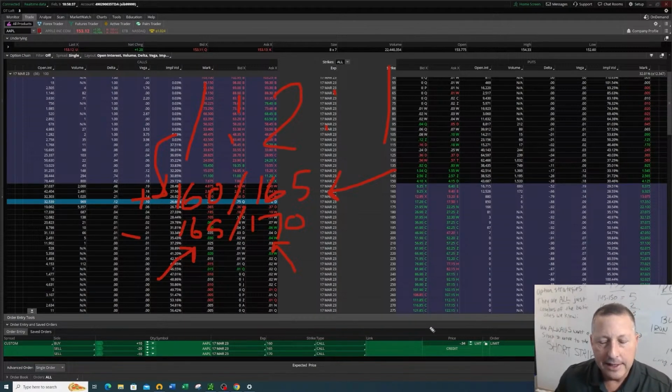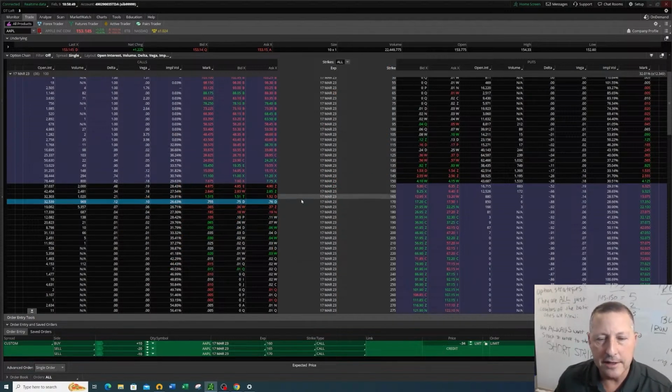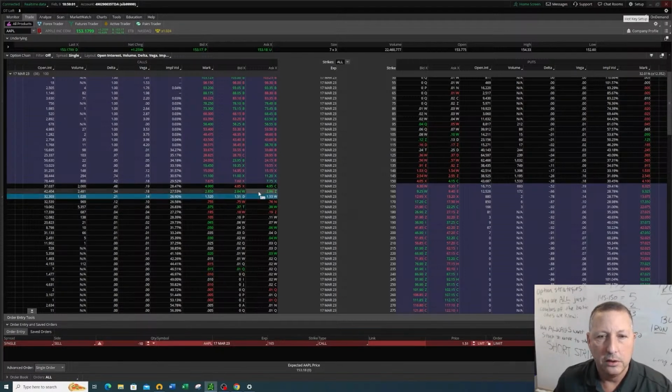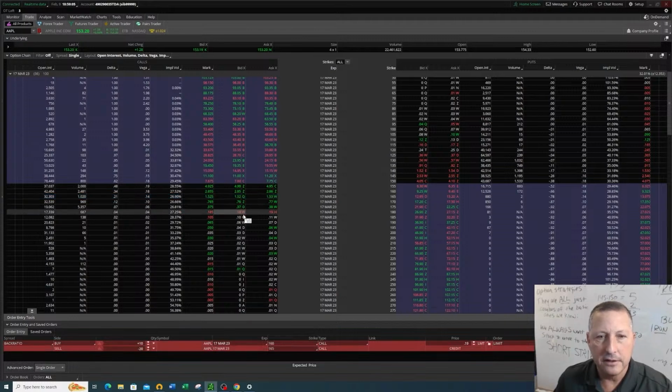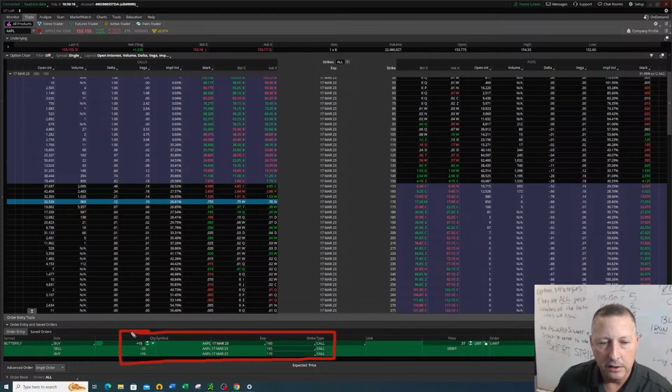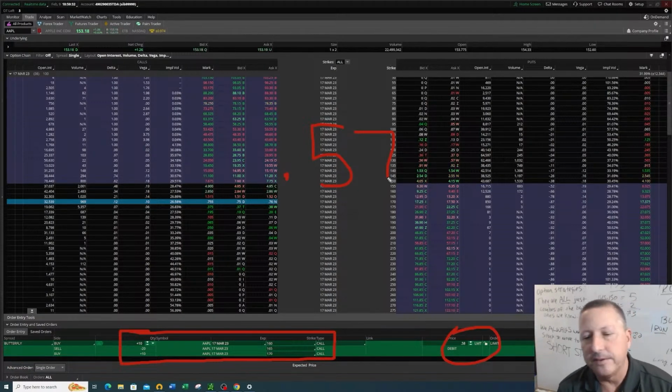This 1 by 2 by 1 spread can be done at a much less expensive price than just buying the regular 160/165 spread. So let's do this again. Let's buy one 160, sell two of the 165s, and buy one 170. I now have this butterfly position set up, as you can see down here. Instead of paying $1.30, like the original call spread, the price has reduced dramatically. Here, I would pay 57 cents or 58 cents for that.